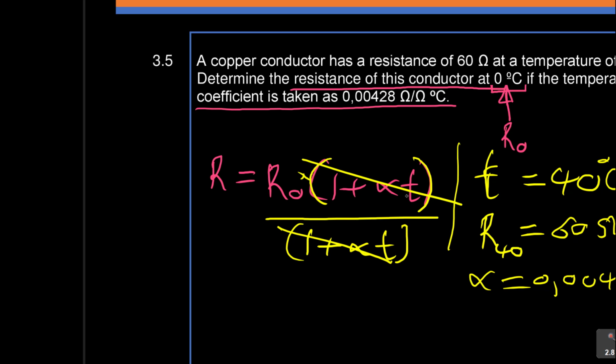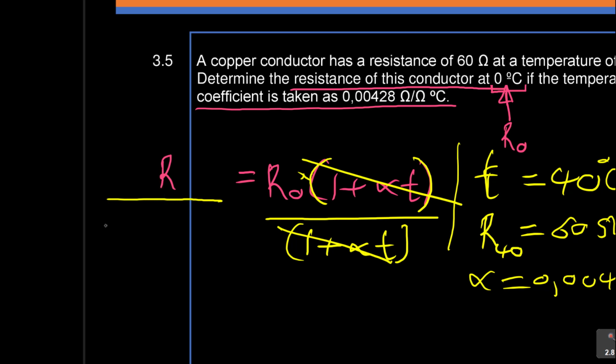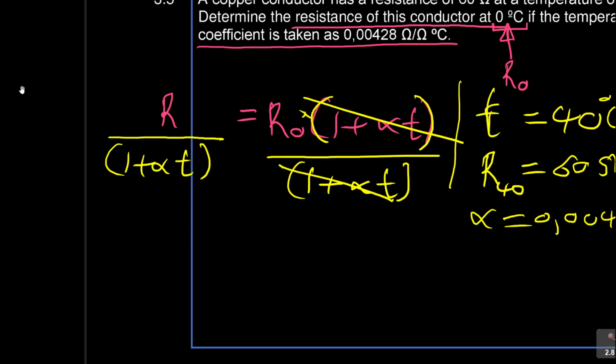But what is on the left, I must do on the right. So even here, you divide by the bracket. I just want R0 at the center here, so it's R, and what you do on the left, you do on the right. Remember that. Now I have got R0 remaining here, which is R over 1 plus alpha t.